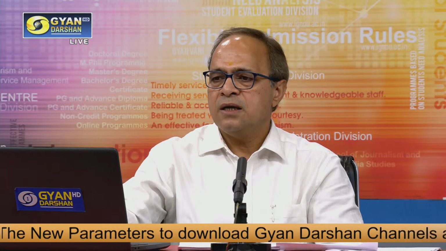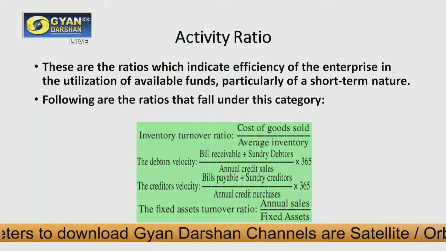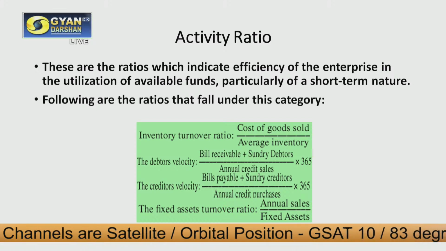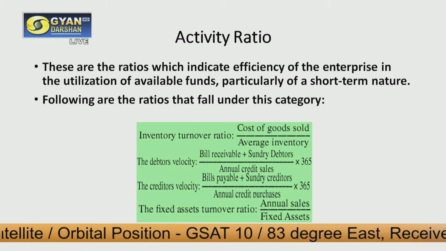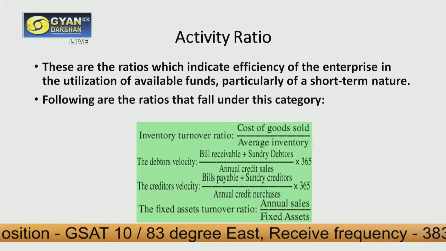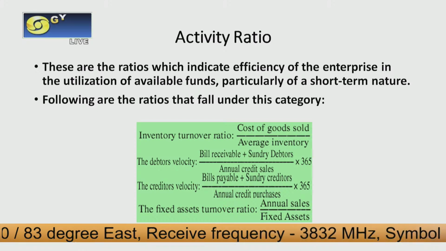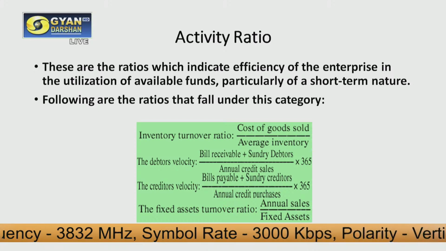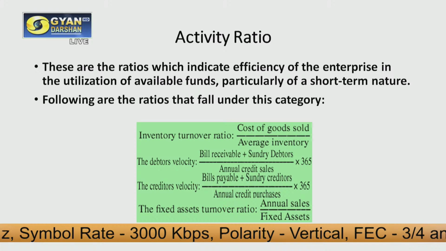The idea is simple. With the help of liquidity ratio, solvency ratio, profitability ratio, we identify the current profitability position of the company. Apart from that, the fourth category of ratios are activity ratios. Activity ratios help us in evaluating the use of assets by the company. Is the company using its assets efficiently or not? Its investment efficiently or not? For that purpose, we have inventory turnover ratio, debtors velocity ratio, creditors velocity ratio, and fixed asset turnover ratio.